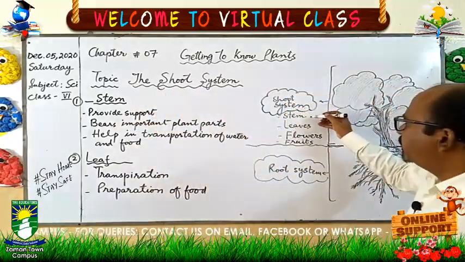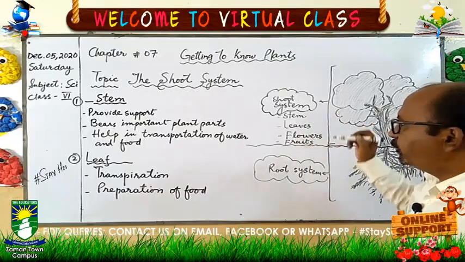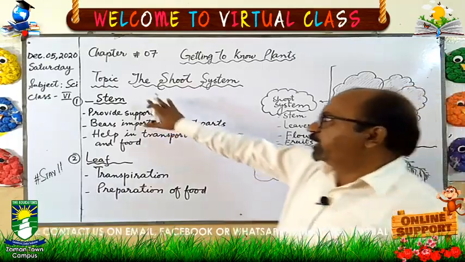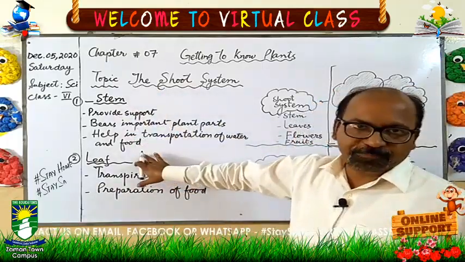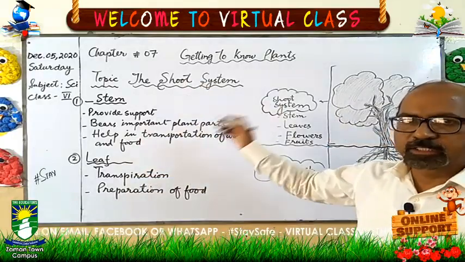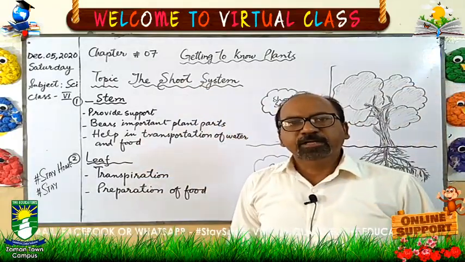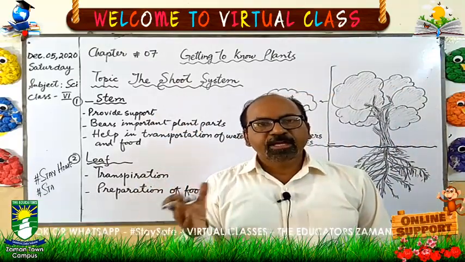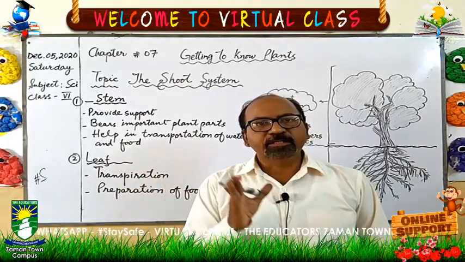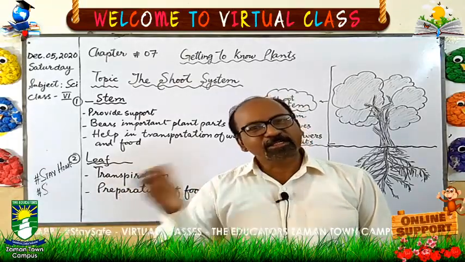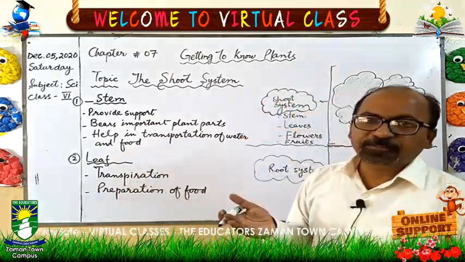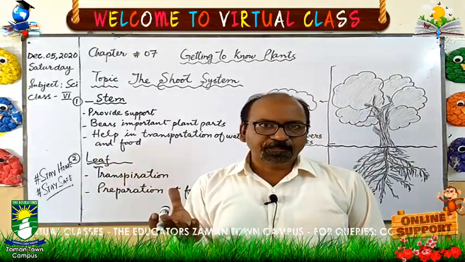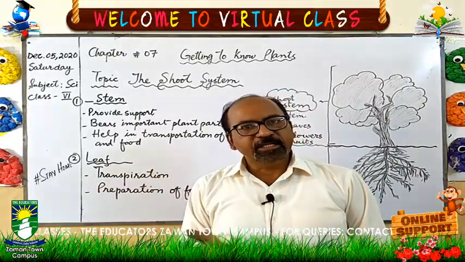The shoot system contains stem, leaves, flowers and fruits, but we are going to discuss only two parts today. One of them is the stem and the other is the leaf. We will discuss what the stem actually is, what its function is, how it helps the plant, and why it is necessary. And the same for the leaf: what leaves are, what they are made up of, and which things are present in the leaf.